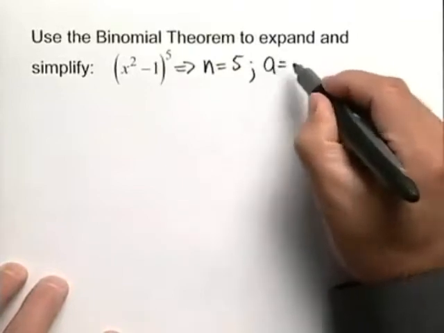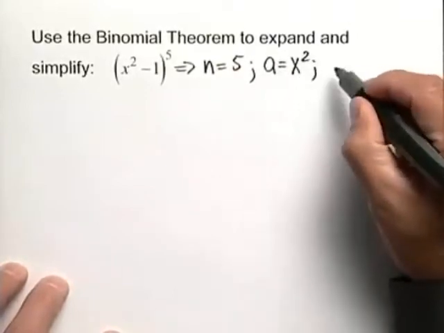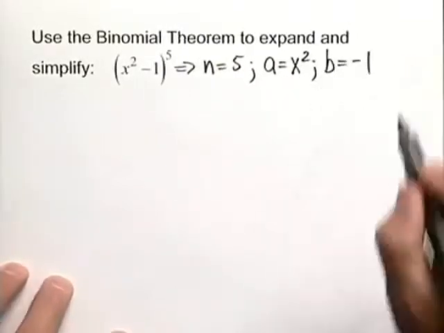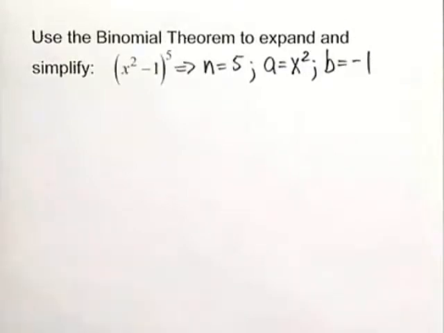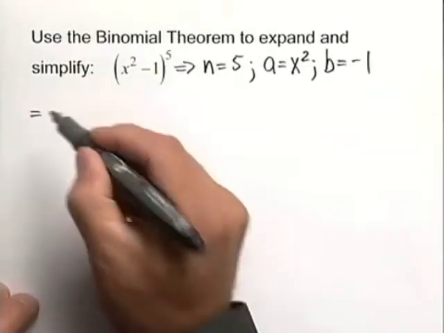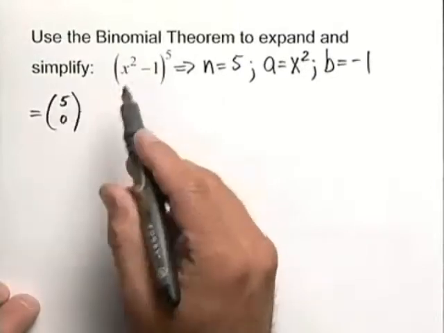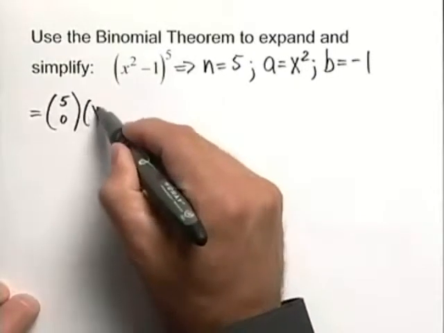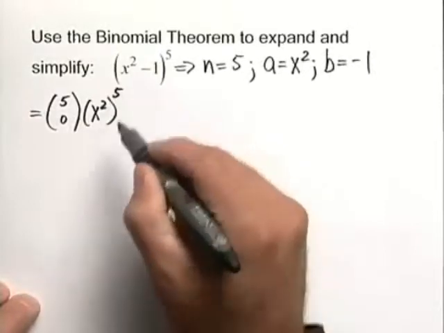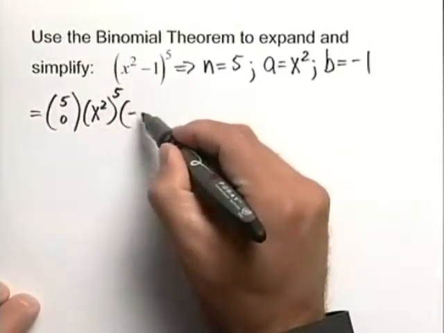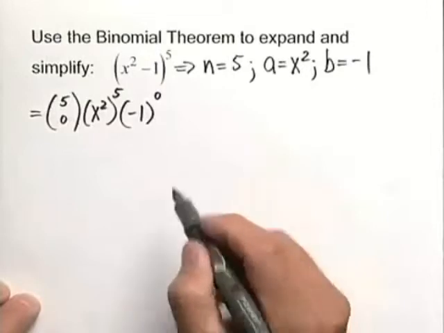Our a for this example will be x squared, and our b will be equal to negative 1. And you should have this formula in front of you to help you simplify this out. So our binomial coefficient to begin with will be 5 over 0. We take our first term, x squared, to the fifth power. And for continuity's sake, I like to put in b to the 0th power.